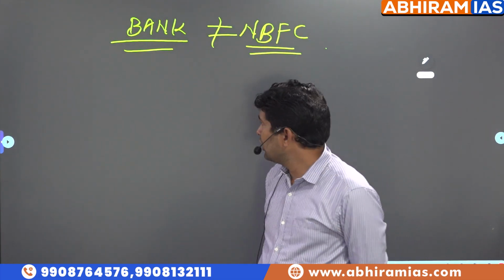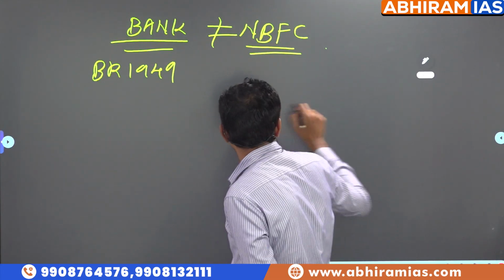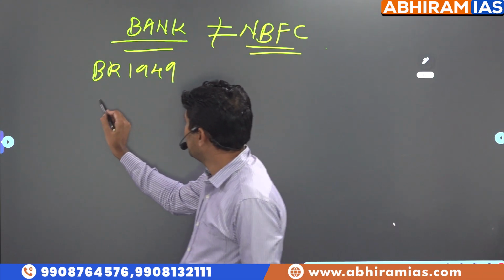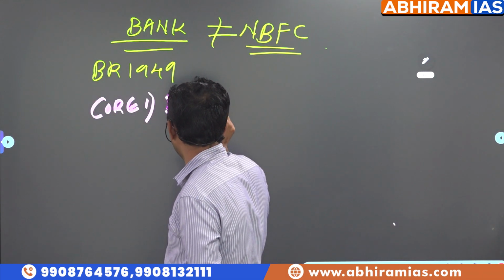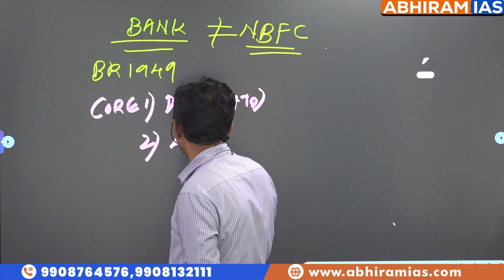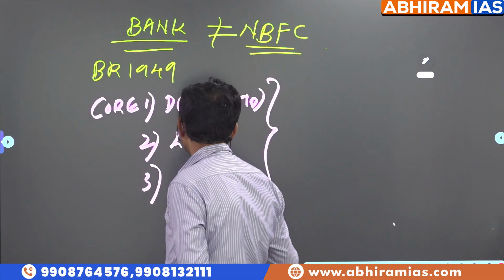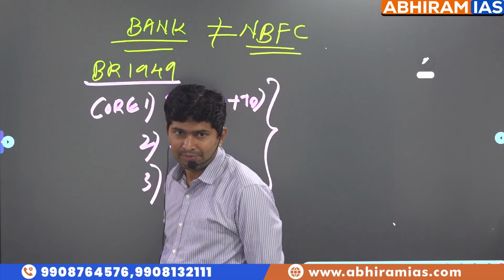Now Banking Regulation Act 1949 says bank is a financial intermediary which performs three core functions: accepting deposits, both demand deposit as well as time deposit, giving loans and advances, clearing negotiable instrument. So that is called as bank, registered under Banking Regulation Act 1949.